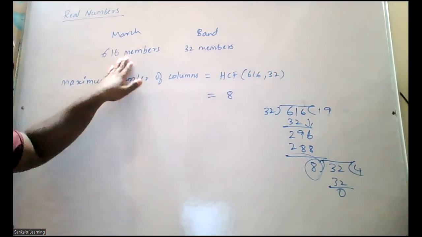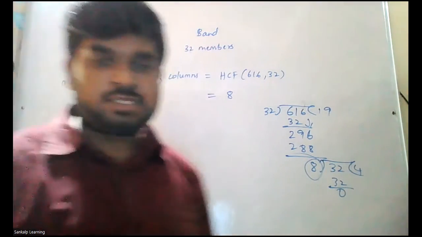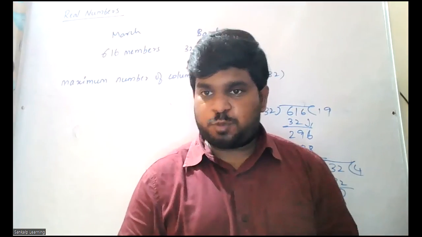Meaning, I have to divide these people into 8 columns and these people into 8 columns. Okay, that is the answer for the given question. I hope you guys have understood.